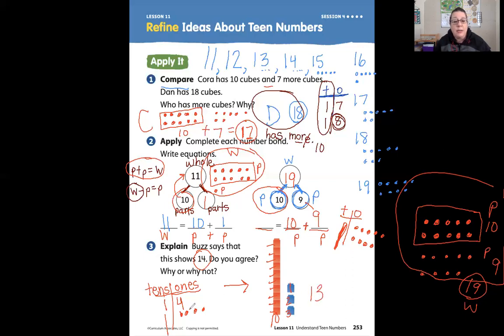So is 13 the same as 14? No, I do not agree. This graph does not match 14.